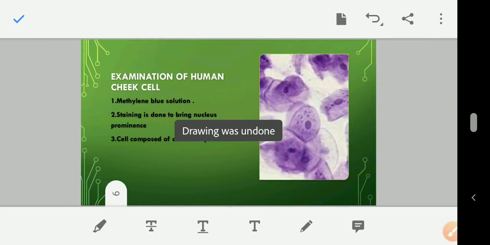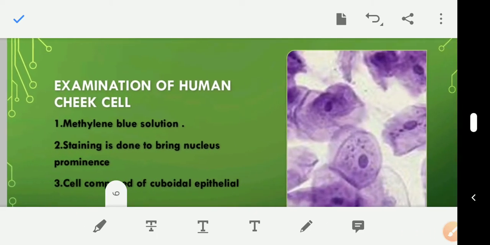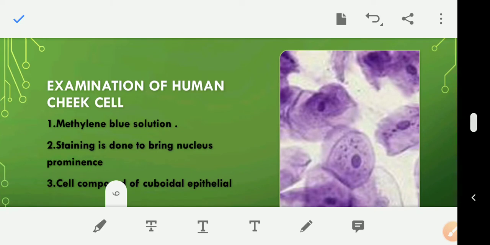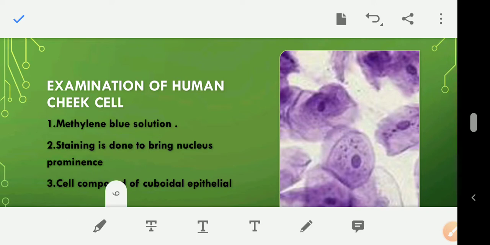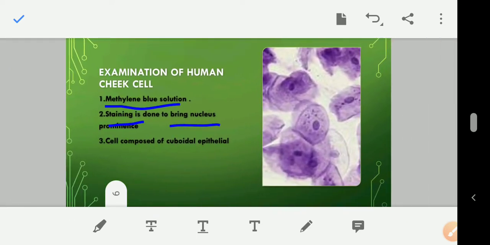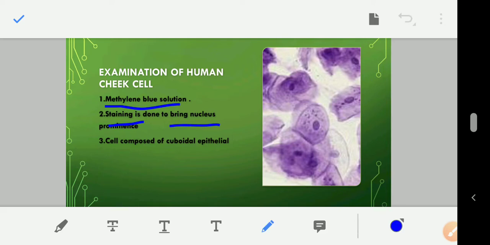Our next experiment is the examination of human cheek cell. While examining human cheek cell, what you have to do is run a finger round the inside of your cheek, take out the fluid from there on a clean dry slide, and add a drop of methylene blue. You need to learn that solution name, methylene blue. Stain it. Why we will stain? We stain to bring nucleus more prominent.